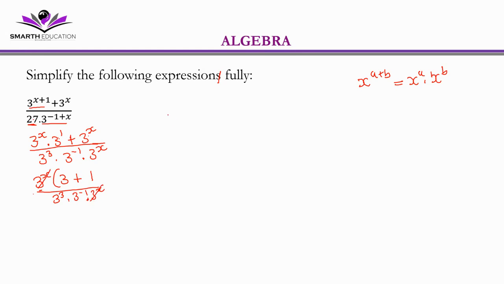So we remain with 3 plus 1 over 3 to the power 3 times 3 to the power negative 1. So this is 4. And then using the laws of exponents, we can say 3 plus negative 1, which is 3 to the power 2. So this is 4 over 9.